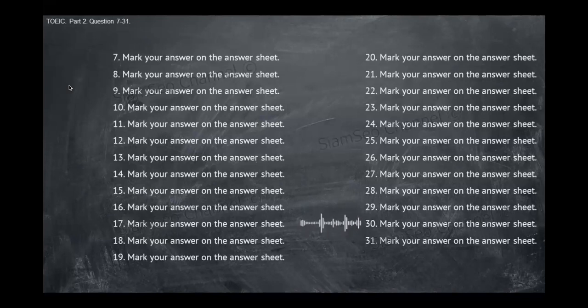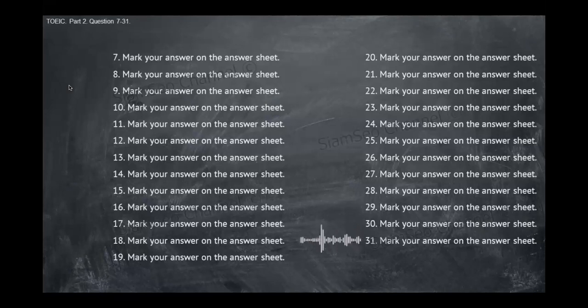Number 30. How long has this company been in business? A, It was founded in 1958. B, The meeting is at 5 o'clock. C, It's around 5 meters, I guess.